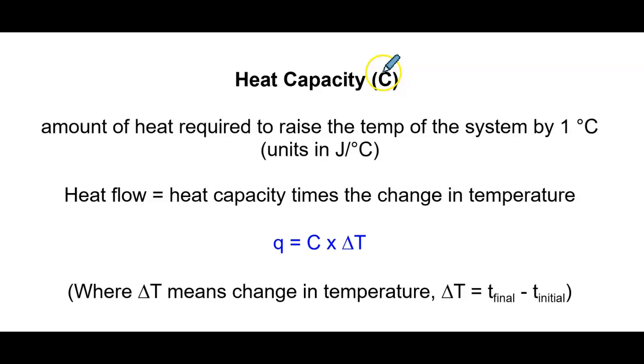Heat capacity. Okay, heat capacity is the amount of heat required to raise the temperature of the system by 1 degree Celsius. Heat flow equals heat capacity times the change in temperature. So Q equals C times delta T. Remember that the triangle means final minus initial. Heat capacity is capital C.